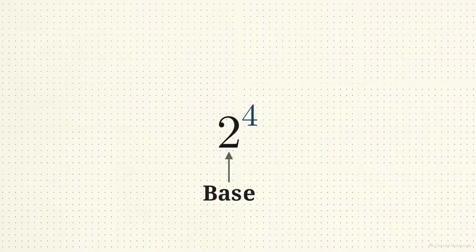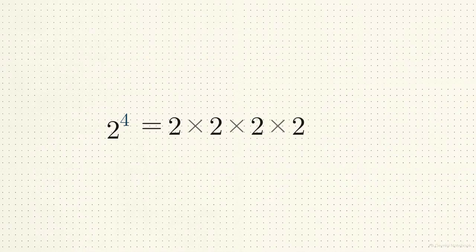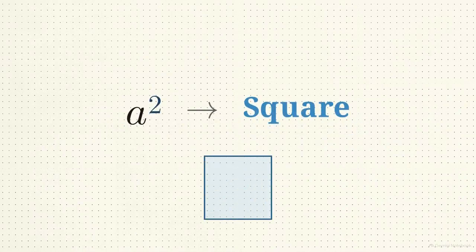In this expression, the large number resting on the bottom is your base. The smaller raised number is your exponent. The exponent is simply an instruction. It tells you exactly how many times to take the base and multiply it by itself. Because our exponent is a 4, we multiply 4 2's together, giving us a final answer of 16.